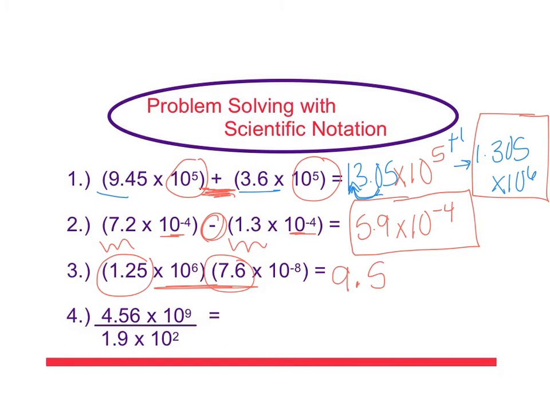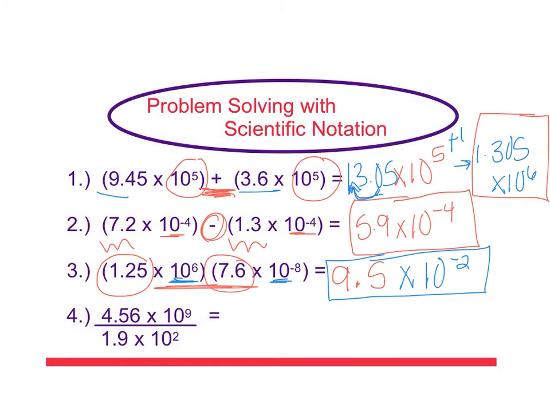Now, our rule says that when we're multiplying, if we have the same base, which we do, we have times 10 and times 10, we add our exponents. So 6 plus negative 8 is negative 2. We have times 10 to the negative second. Let's check our answer and see if it's written correctly in scientific notation. And it is. We have a number that's greater than or equal to 1, but less than 10. And we have our times 10 with an exponent.